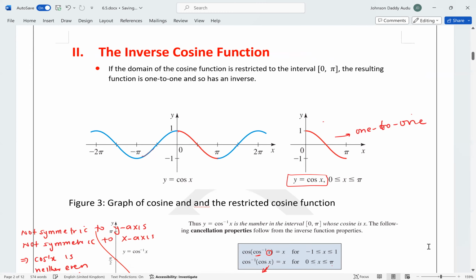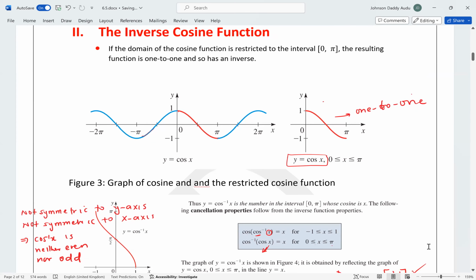So in the next video, we'll see how to evaluate inverse trigonometric functions. For example, how do we evaluate sine inverse of 3? Is it possible? Or sine inverse of half? How to get these values.